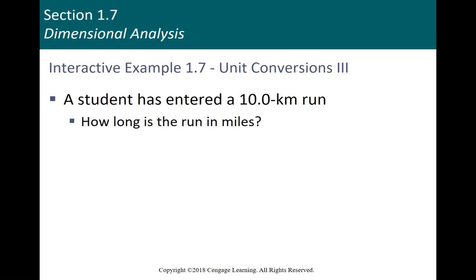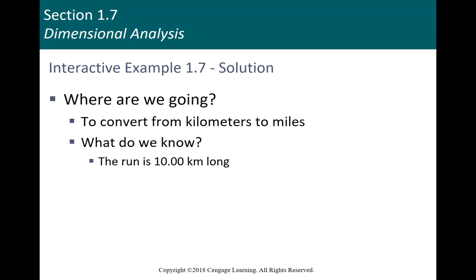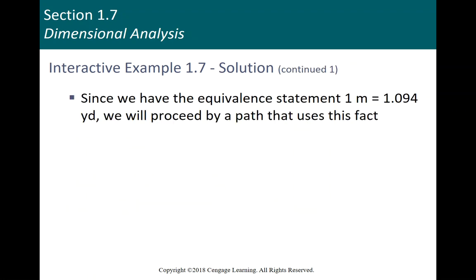Second example problem here, a student has entered a 10-kilometer race. Most of us don't understand what kilometers are, so how long is that run in miles? So where are we going? We're going to convert kilometers to miles. What do we know? We know the run is 10 kilometers long, and how are we going to get there? So in this particular example, you can do several different things. You can find a direct conversion from kilometers to miles, or you can use some intermediate conversions. And generally this is one that's given in a textbook a lot of times.